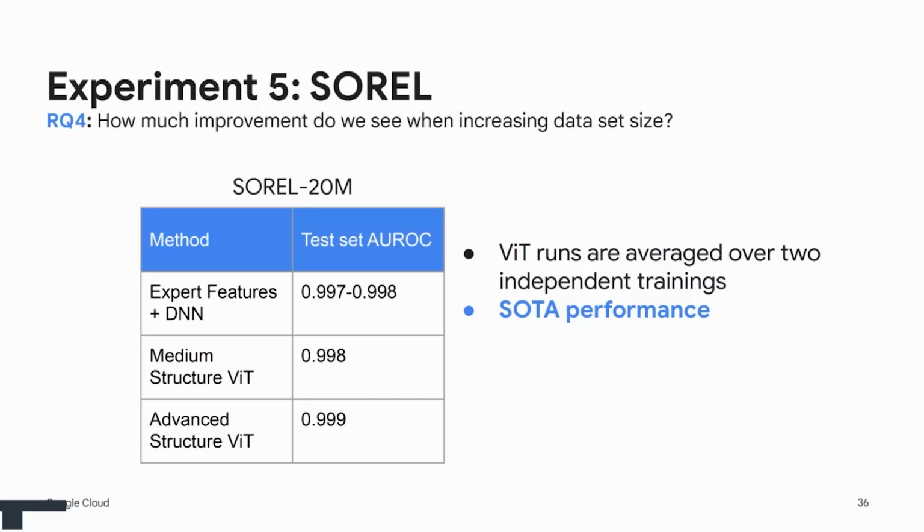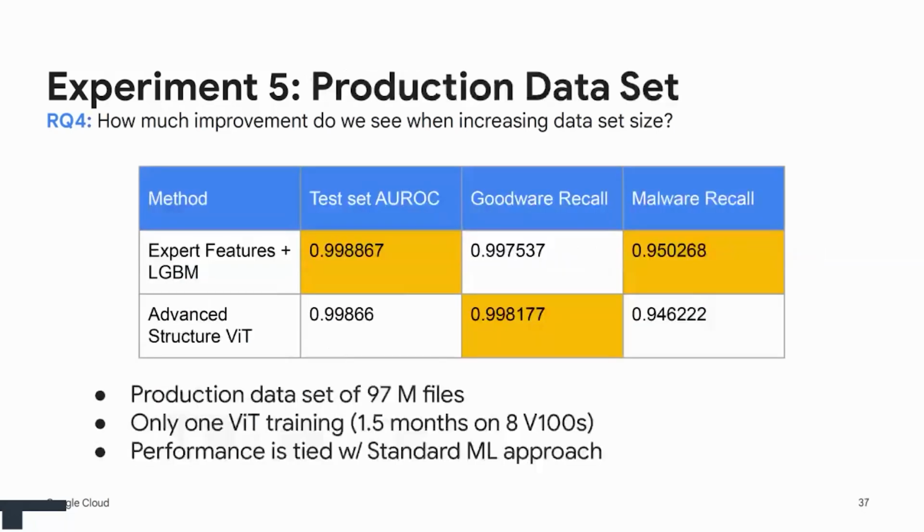But if you recompute the benchmarks, the numbers don't actually change. They are 0.997 to 0.998 on the test set. The medium structure is 0.998, and the advanced structure vision transformer is 0.999, meaning for the first time we've hit state of the art with a model that did not use expert features, which is kind of awesome.